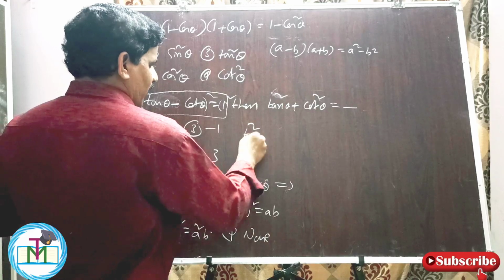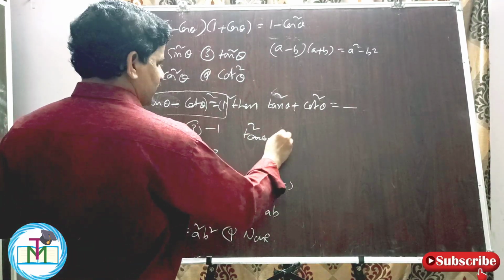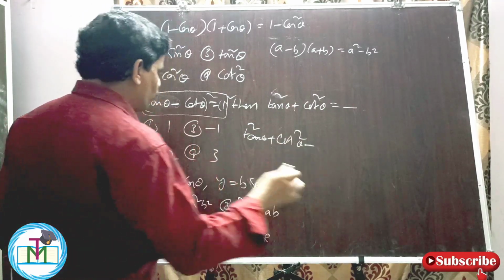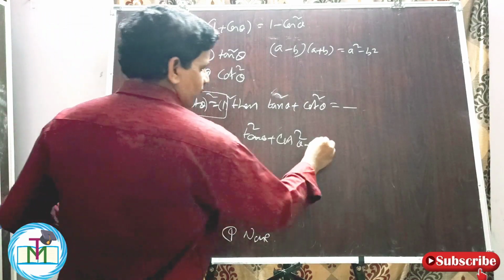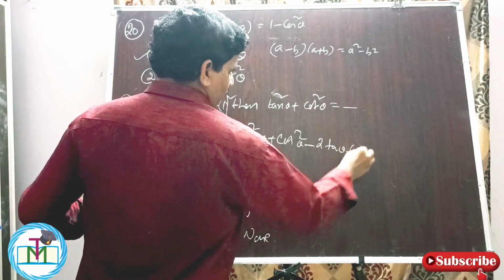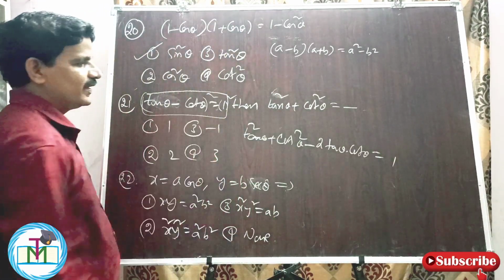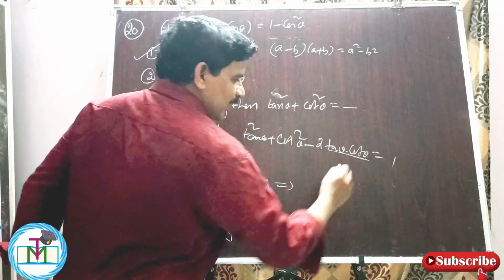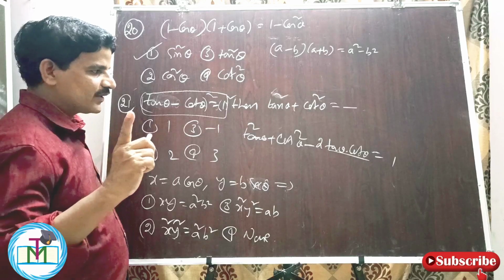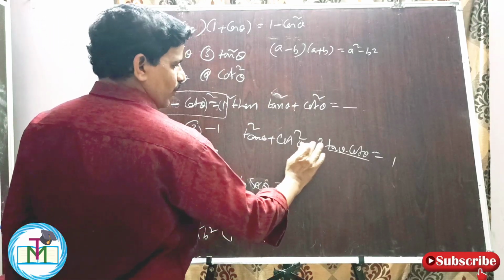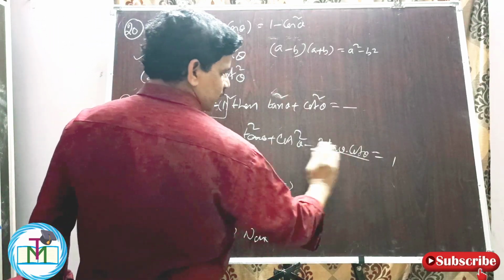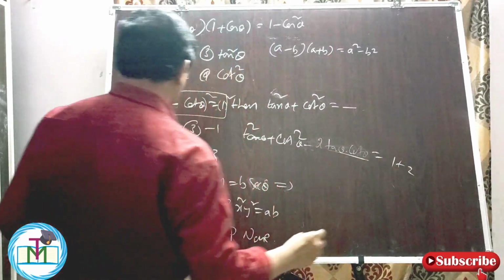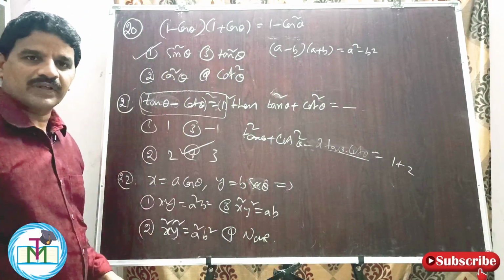A square means tan square theta, plus b square means cot square theta, minus 2ab means 2 tan theta into cot theta. What is tan theta into cot theta? Tan theta into cot theta is 1. 1 into 2, 2. Minus 2 goes to that side and becomes plus 2. 1 plus 2 is equal to 3. Option 4 is the right answer.